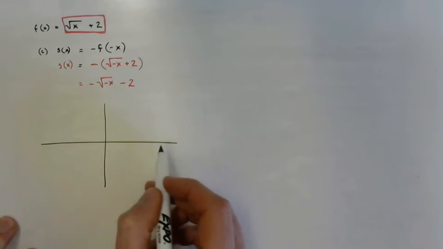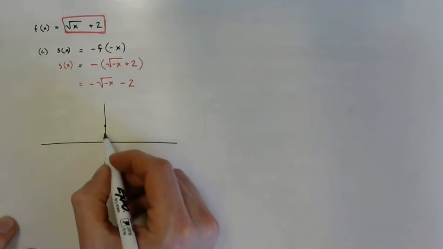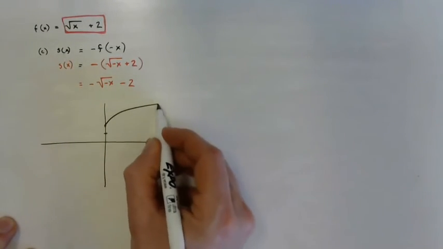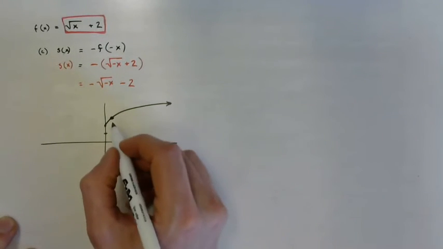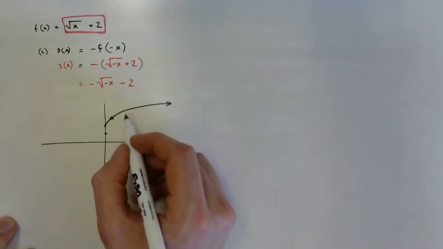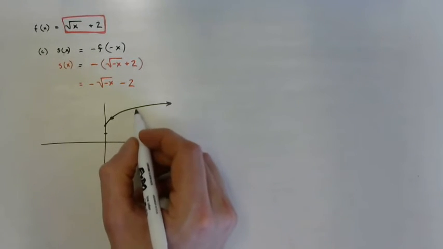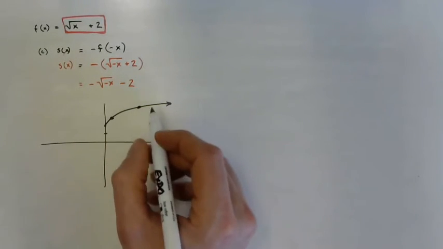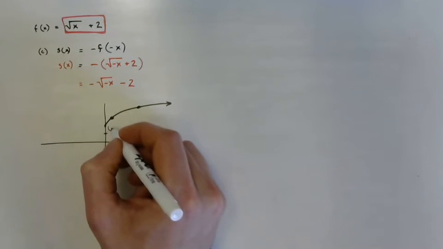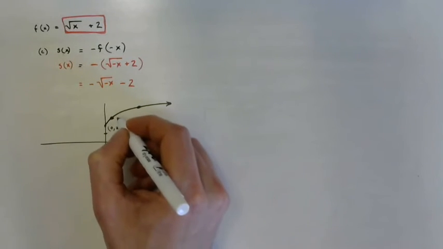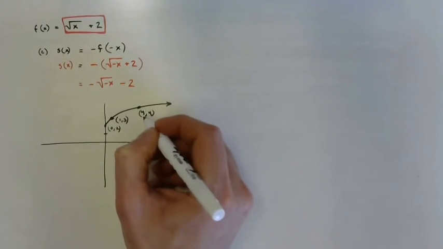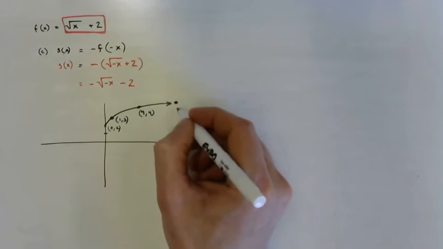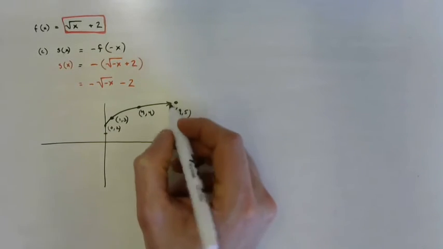You have a graph here. We're going to draw our original again. We're going to note some of its key points: 0, 2, then 1, 3, then 4, 4. And what else do we have? 9, 5. 9, 5, if you can fit it on yours.